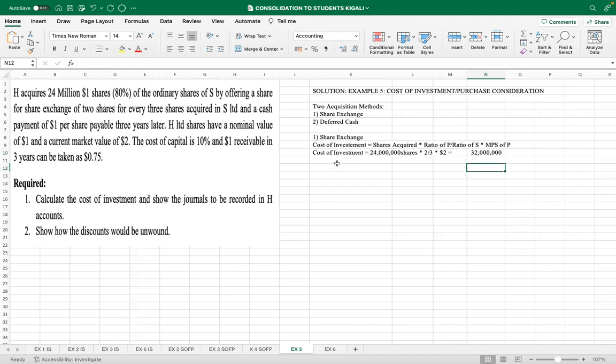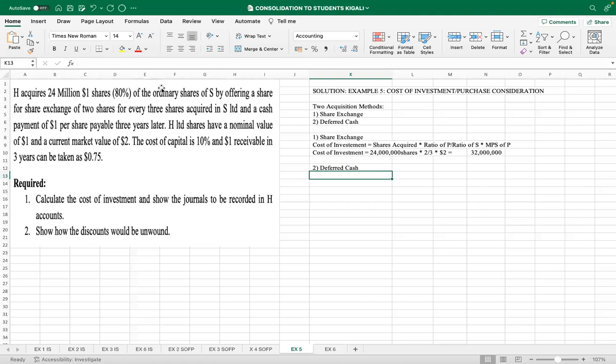So that was number 1. It was through share exchange. Number 2, there was deferred, but I will still come back to that share exchange. I'm not done. Deferred cash. So the second way was through deferred cash.